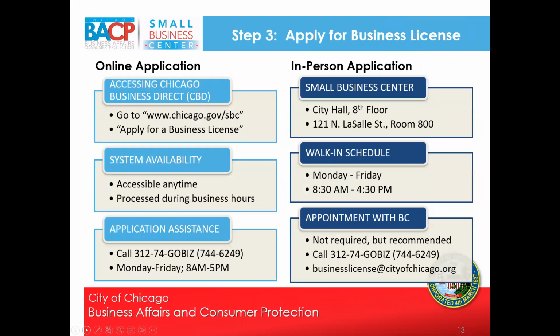So we have two ways to make this easier in order for you to apply for a business license. We do have our online application with Chicago Business Direct, where you're able to go online and apply for a business license. It's accessible any time of the day, 7 days a week. And obviously your applications are processed during normal business hours.